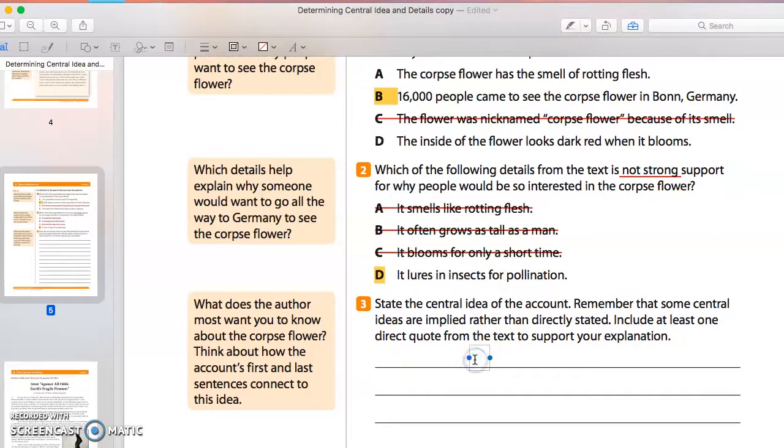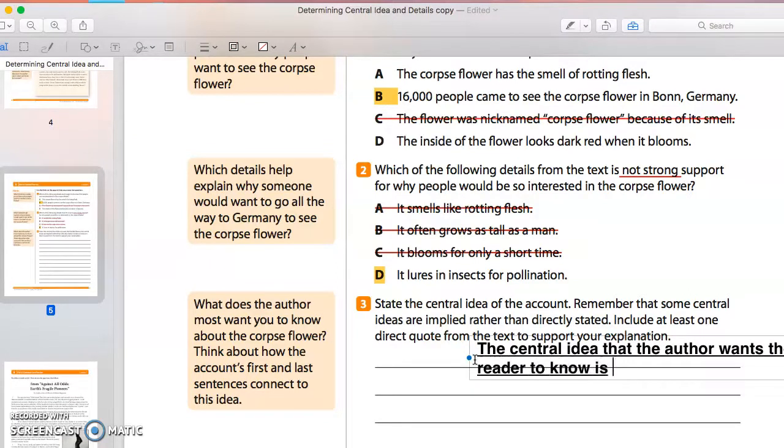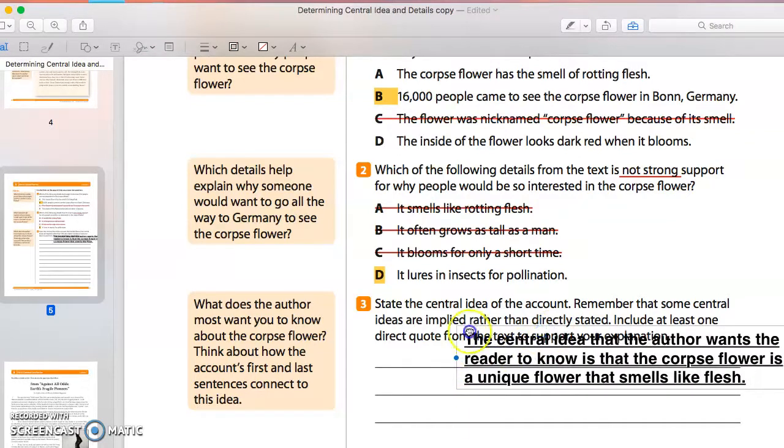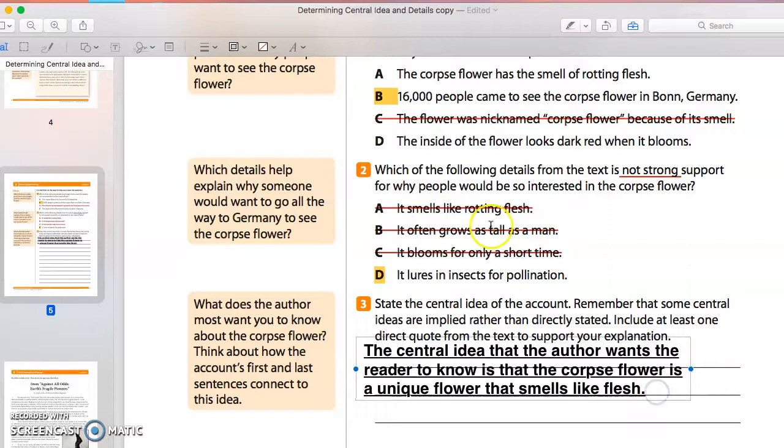So, the central idea that the author wants the reader to know is that the corpse flower is a unique flower that smells like flesh. Okay? So that's the main thing that the author wants you to know, and then you have to have key details. So we've already got this key detail, so we need to include these 2. Okay?